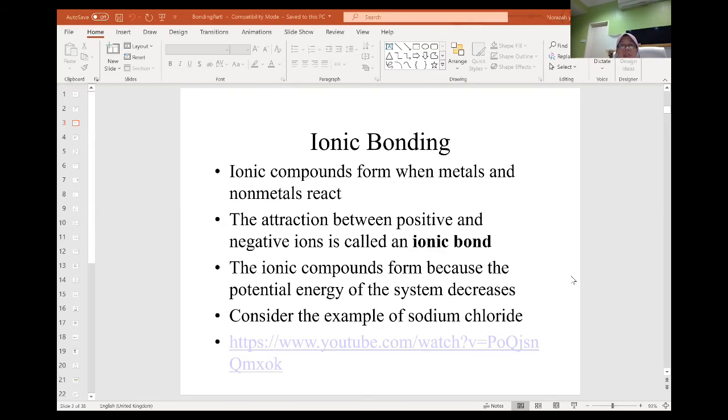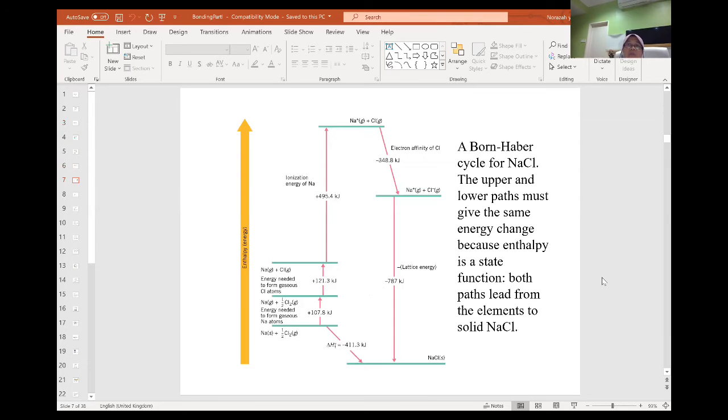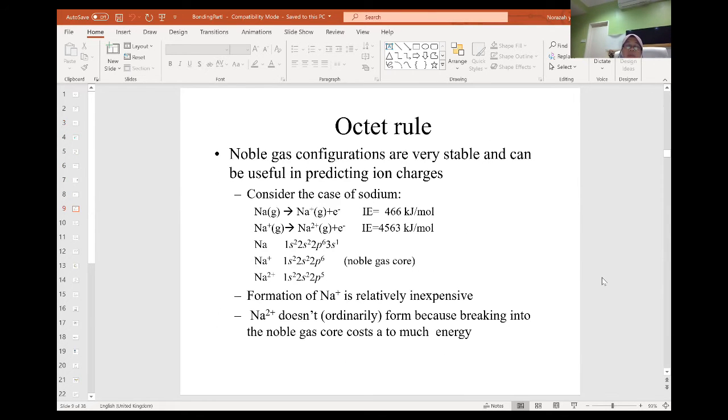Let's move back to the slide just now. So as you can see, the video explaining about ionic bonding. So we will skip this lattice energy and move on to octet rule.